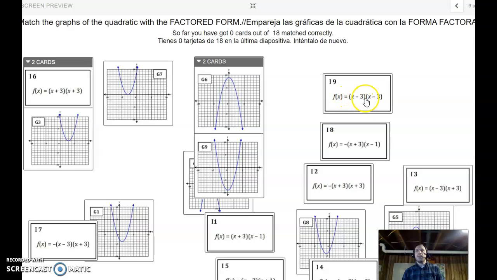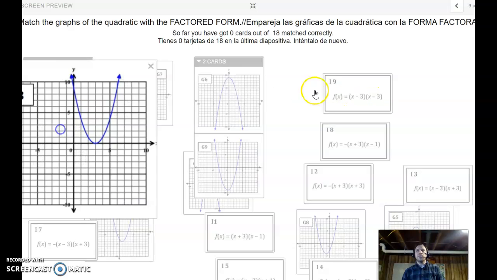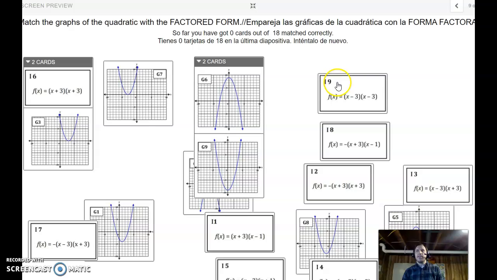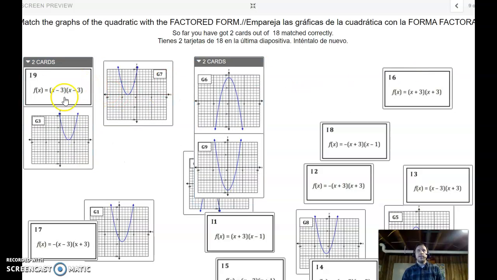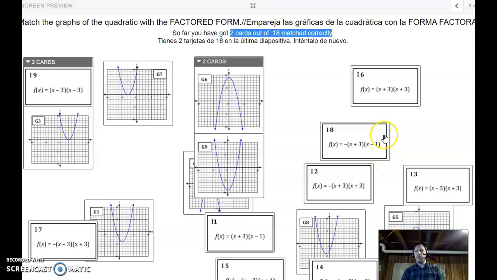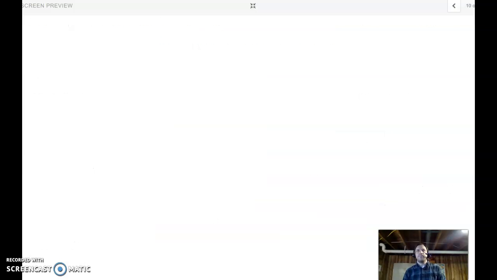This one says -3, -3. Oop, I lied. So this one actually matches. It says I have 0, right? So this is the correct one, right? That goes with it. And look, 2 cards out of 18 match correctly. So walk your way through that until you get all of those correct. And then take some notes, right? Make little sketches that go along with them to help you with your studying.